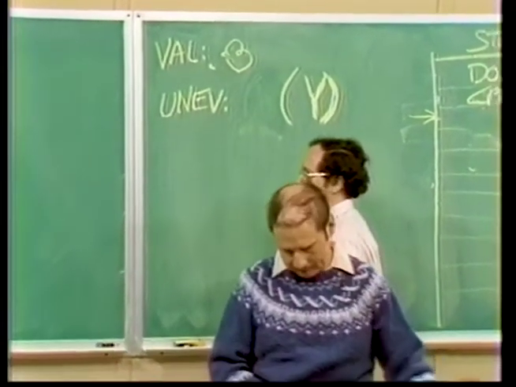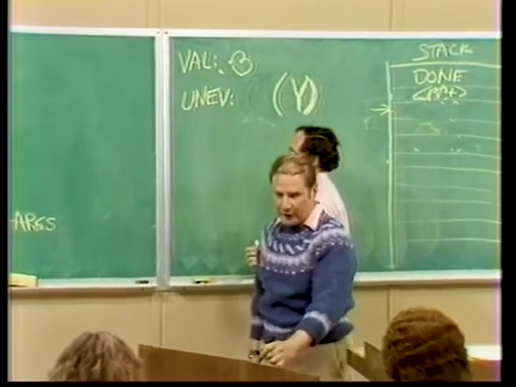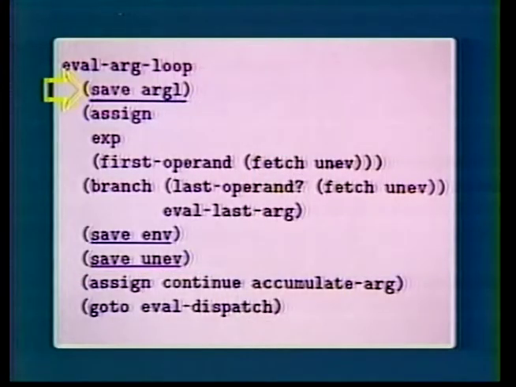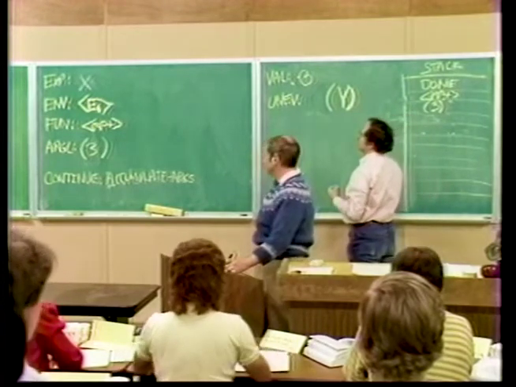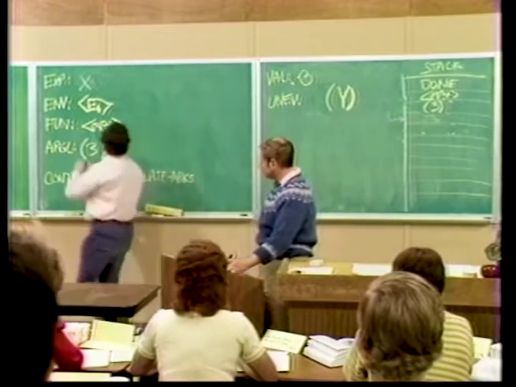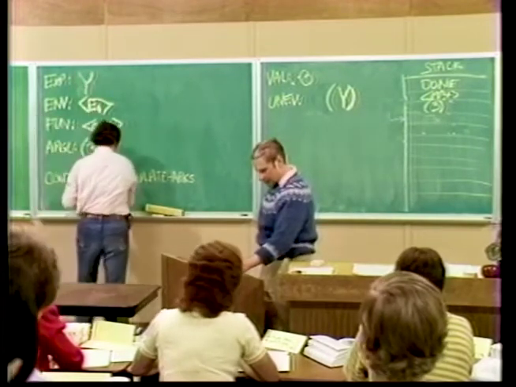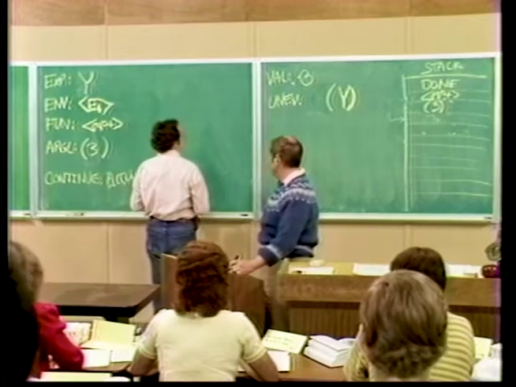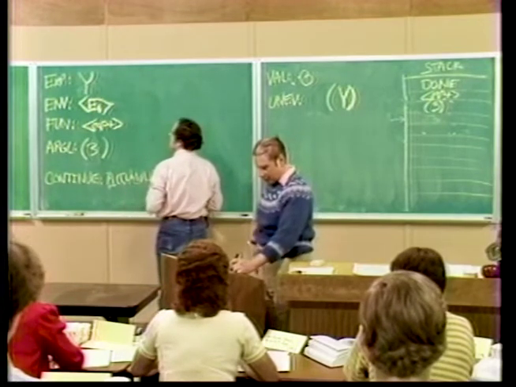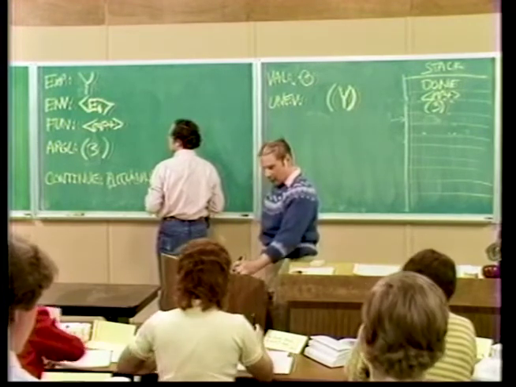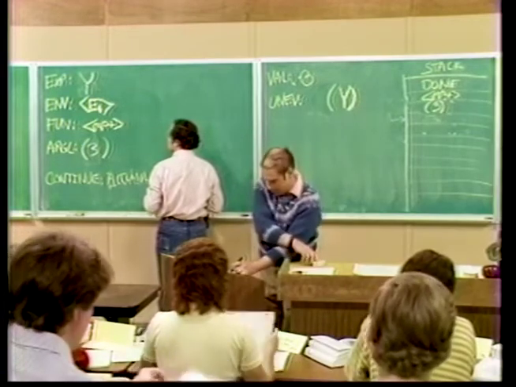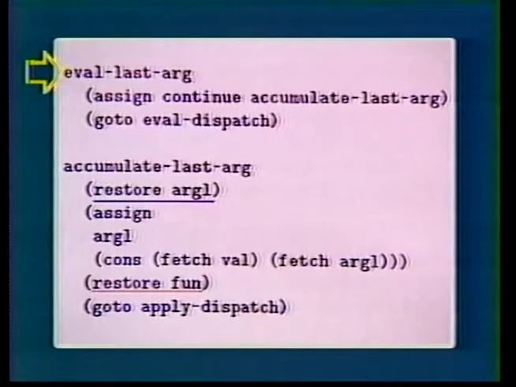Eval arg loop. Now we're about to do the next argument. So the first thing we do is save argl. We assign to exp the first operand of fetch of unev. We test and see if that's the last operand. In this case, it is. So we're going to go to a special place that says evaluate the last argument, because notice, after evaluating the argument, we don't need the environment anymore. That's going to be the difference. So here at eval last arg, we assign to continue accumulate last arg.